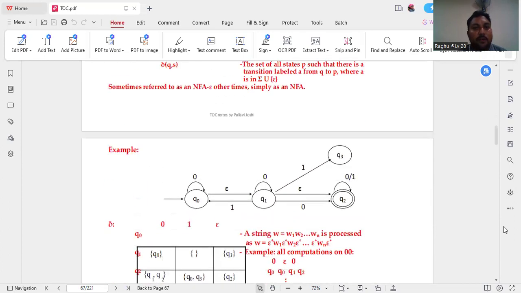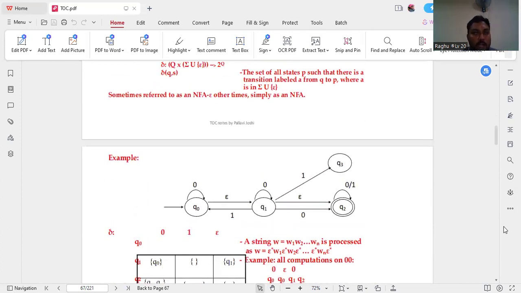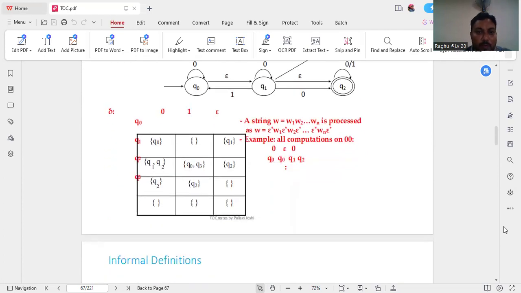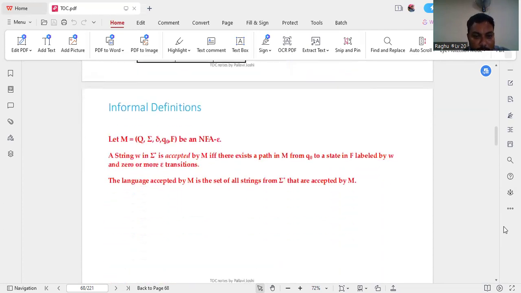Then coming to the third type of finite automata, that is epsilon NFA. Normally, without input, you can't move from one state to another state. But here, there is a chance to move from one state to another by using epsilon. It is the same as NFA, but here we can use epsilon as an input symbol. With the help of epsilon, you can move from one state to another state.